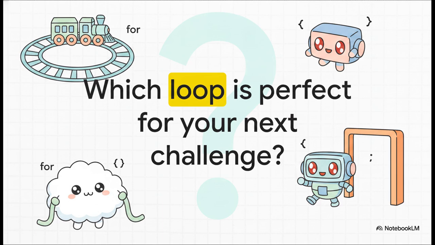So, as we wrap up this explainer, I want to leave you with one final thought. Which loop is the perfect tool for your very next coding challenge? Because look, you now have a complete professional toolkit. You've got the predictable track of the for loop, the flexible boundaries of the while loop, and that guaranteed first step of the do-while loop. You know the syntax, you understand the execution order, and you have the mental hooks to pull these up instantly.